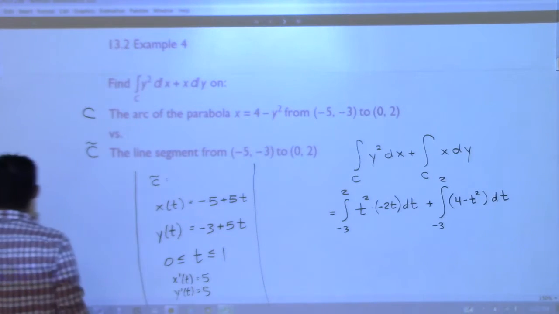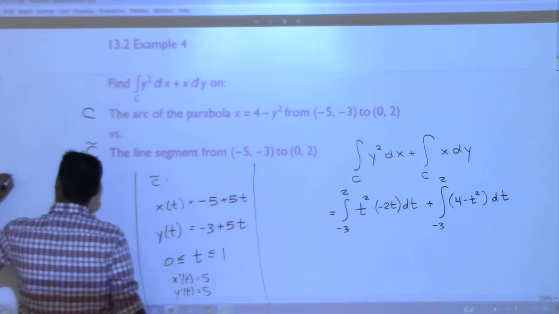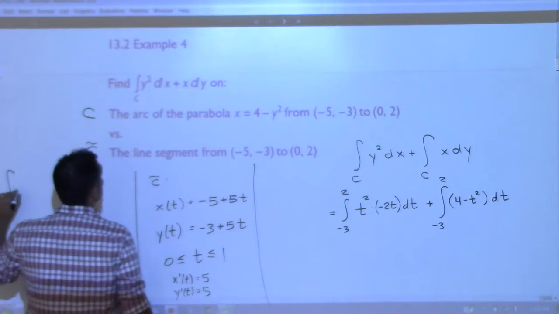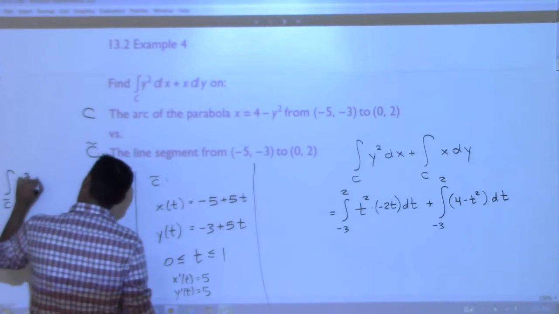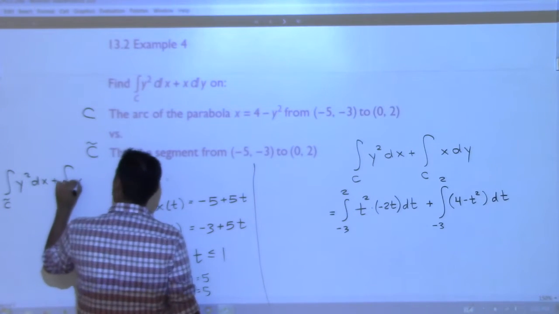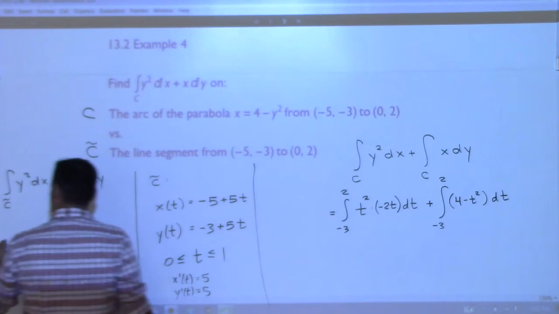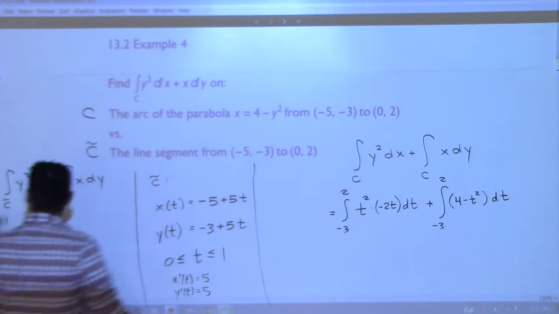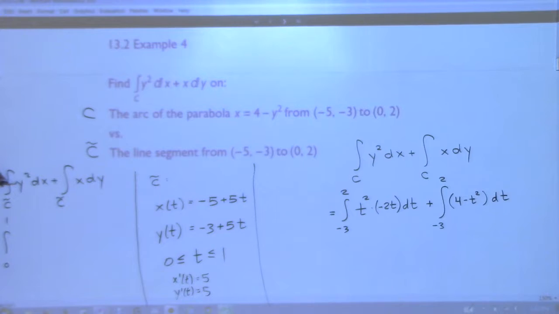Over C tilde, we do the same thing. Y squared dx plus the integral over C tilde of x dy. So this time we go 0 to 1. And what's y squared now? All that, -3 plus 5t, squared. And then dx was 5 dt.